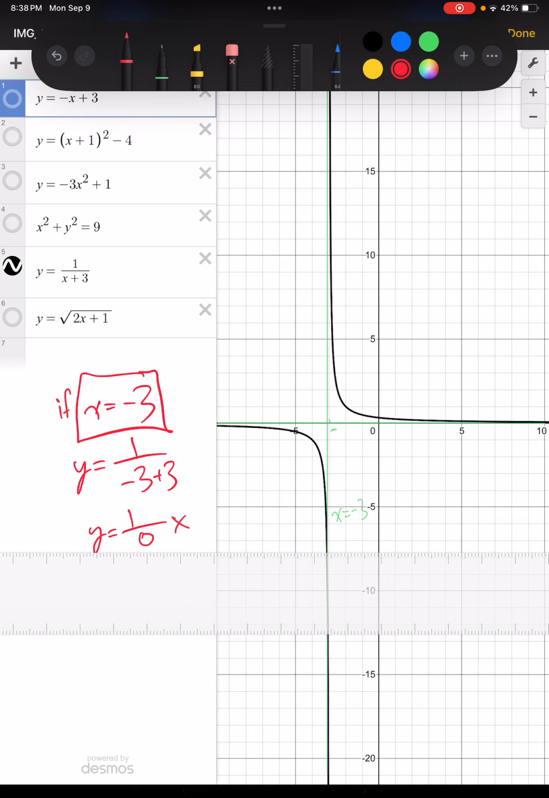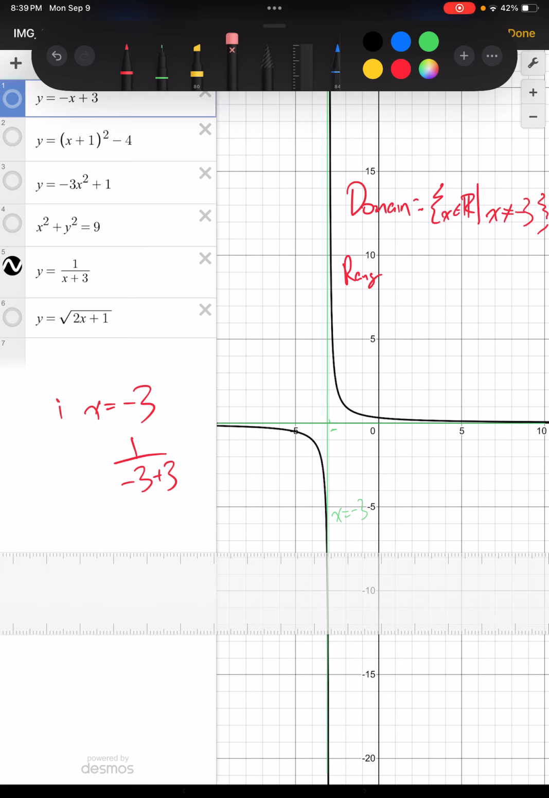So what do we say? Do we say the domain is x element of real numbers such that x is unequal to negative 3? And the range, let's fix that up a little bit. There we go. That's better. And we have the range is the same. x cannot equal 0. Sorry, y cannot equal 0.